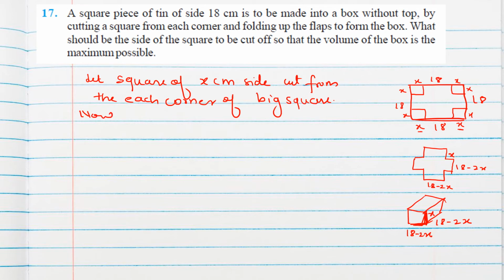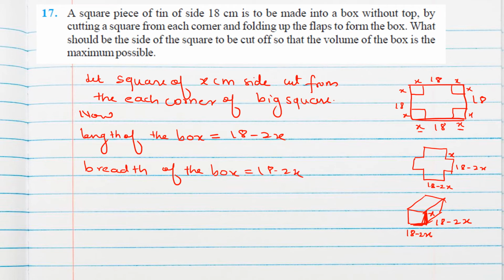Now we found the length of the box. So after cutting the corners and folding the flaps, we will make one box. So length of the box will be 18 minus 2x. Breadth of the box made will also be 18 minus 2x, and height of the box will be x.